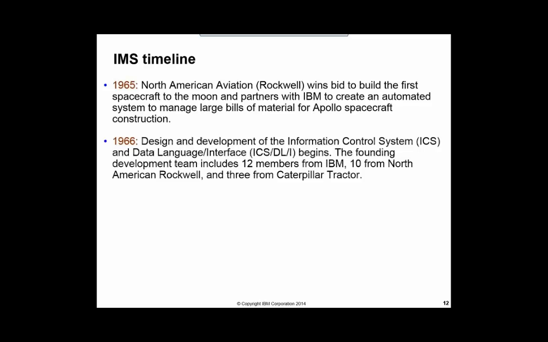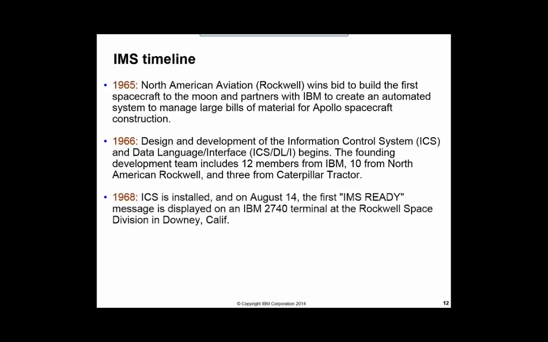And this computer system back then was called ICS/DLI. ICS stands for Information Control System and Data Language Interface. And the founding development team for this ICS/DLI system included 12 members from IBM, 10 from North American Aviation, which later became Rockwell International, and 3 from the Caterpillar Tractor Company. And in 1968, just 2 years later, ICS is installed, and on August 14th, the first IMS ready message is displayed on an IBM 2740 terminal at the Rockwell Space Division in Downey, California.